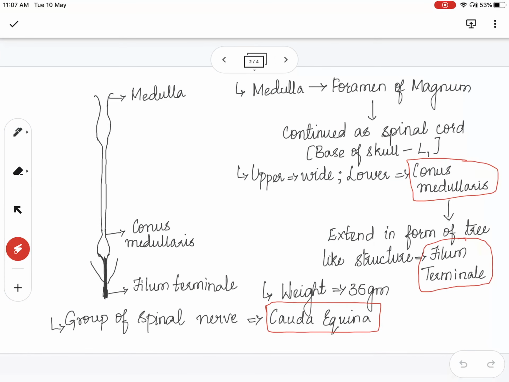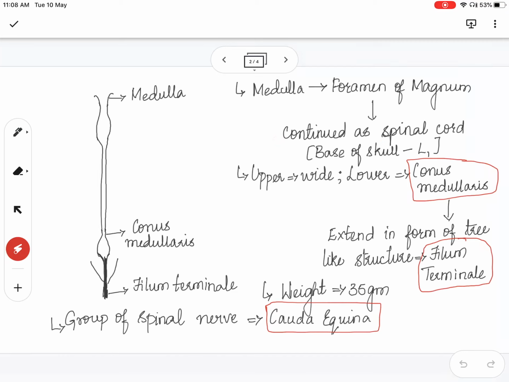Now we know for the fact that the hindbrain comprises of what? Three different regions, that is cerebellum, pons, and medulla oblongata. Now, this medulla oblongata itself is going to continue further and come out of an opening called the foramen magnum. Through that foramen magnum, the medulla oblongata continues and forms what? Spinal cord.